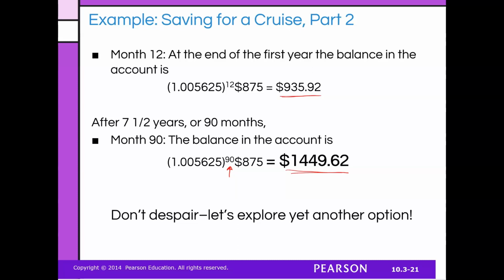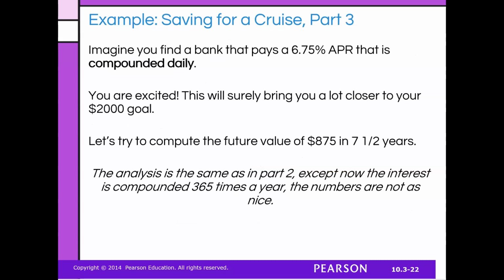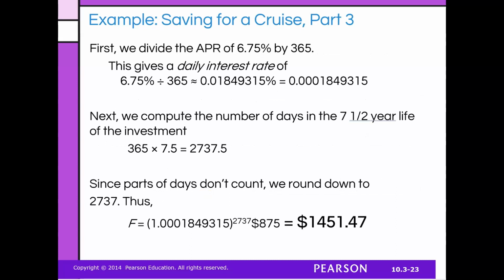There are other options. Okay, so maybe you find a bank that compounds daily. You're super excited. This could work. So let's try and compute it as well. Now, we're going to do kind of the same thing. We divided by 12, but now we're going to be looking at 365 times a year. So that APR is actually divided by 365, so it's this super teeny tiny little number. And we're going to compute the number of days in 7.5 years. Since parts of a day don't count, we're just going to have to go to 2737.